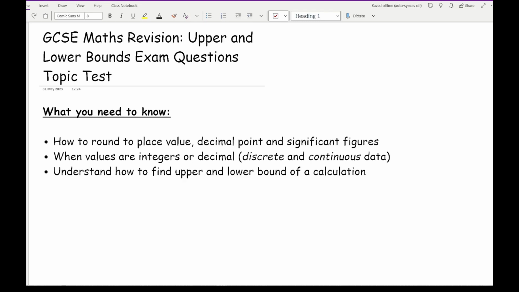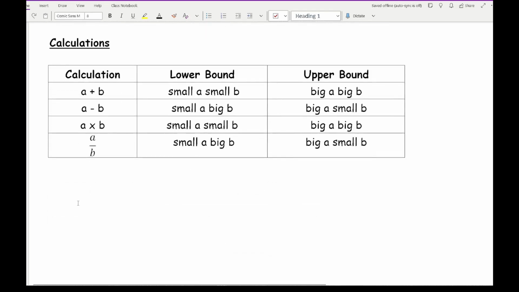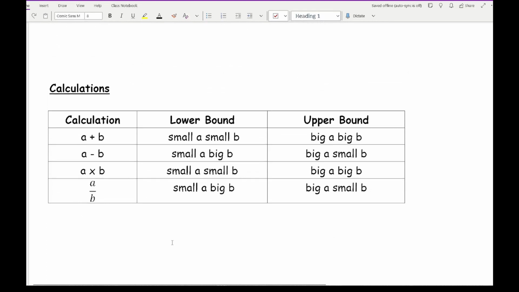You also need to know and understand how to find the upper and lower bound of calculations, which is basically what we're going to move on to now. In terms of the calculations, this is something that you really do need to know, and if it's worth revising like a spelling test, then it's really important that you add this to your revision notes.